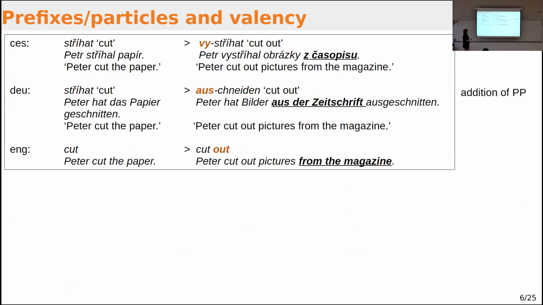Also, the resultative nature of the prefix can add something else than the direct object position. For example, when we form the verb cut out from the base word cut, then the sort of directional meaning of out requires us to say out of what. Peter cut out pictures from where? From the magazine. So in this case, it is an addition to a transitive verb of some different valency slot that basically describes the direction from where.